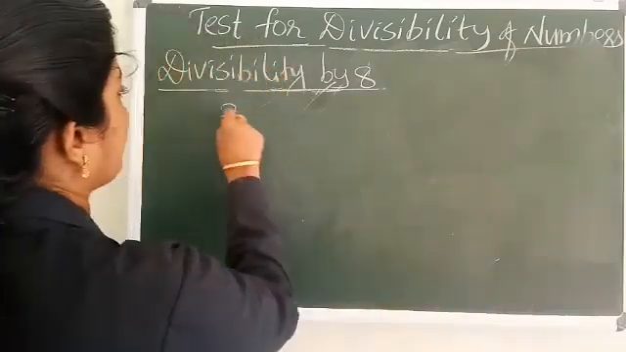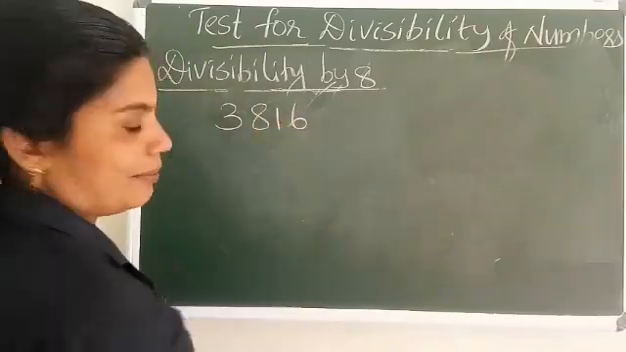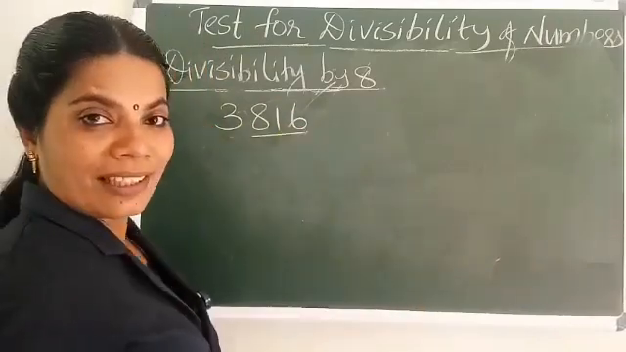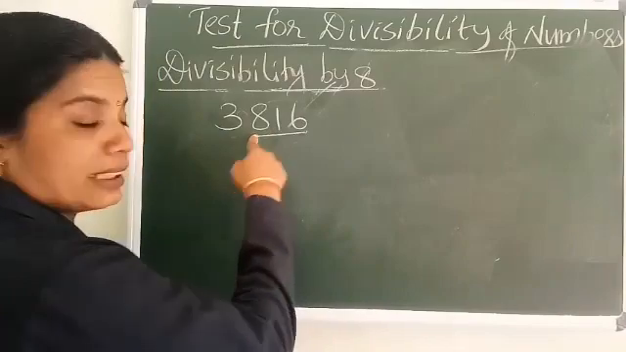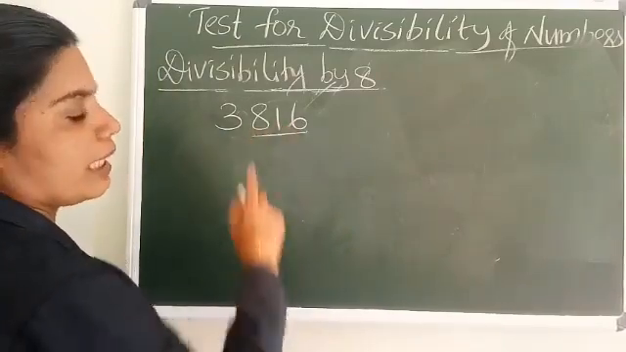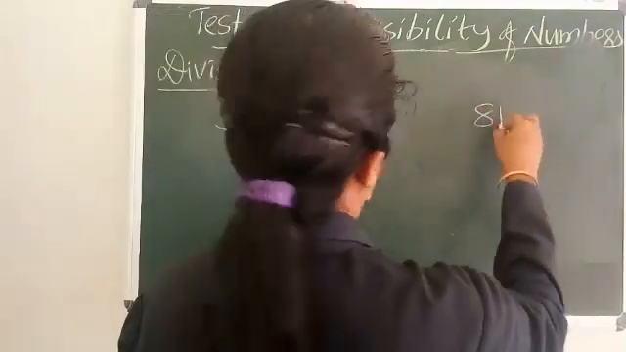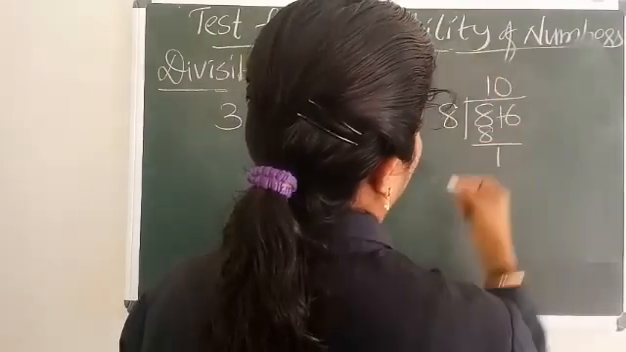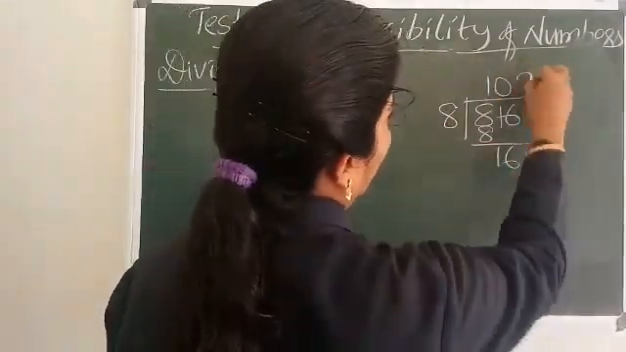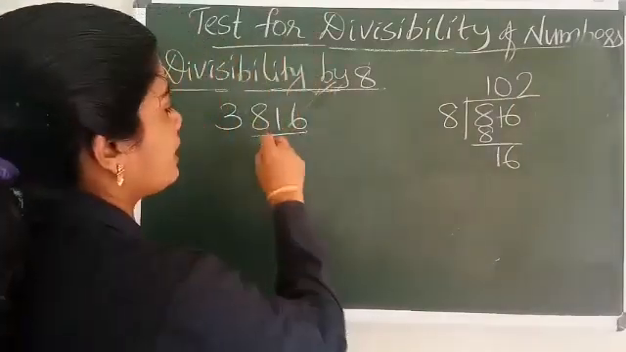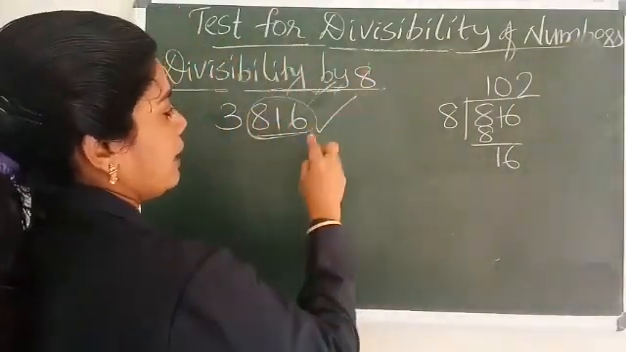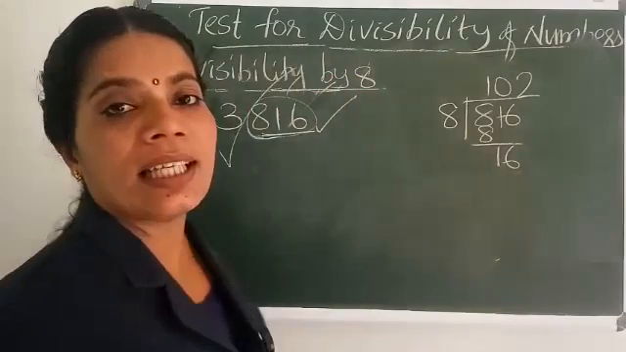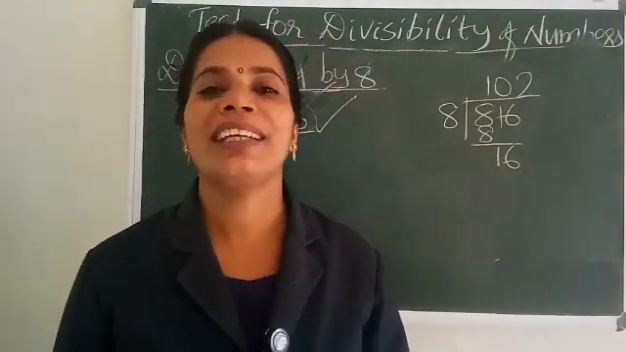Consider an example. 3816. Is it divisible by 8 or not? What do we do? Take the last 3 digits, that is ones, tens, hundreds, from the right: 816. Check whether 816 is divisible by 8. 1 eight is 8. Then 1 can't divide, so put 0. Then 16, 2 times. That is, we get 102. So 816 is divisible by 8. The last 3 digits are divisible by 8. Therefore, 3816 is divisible by 8.